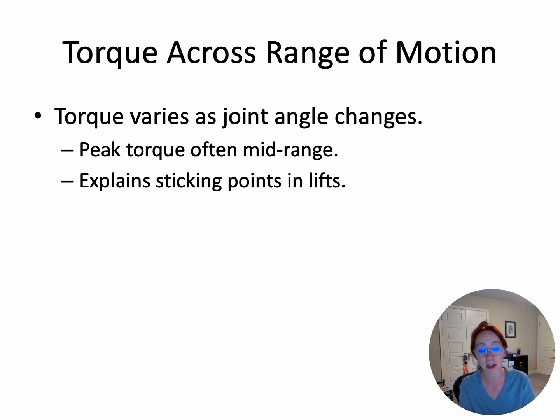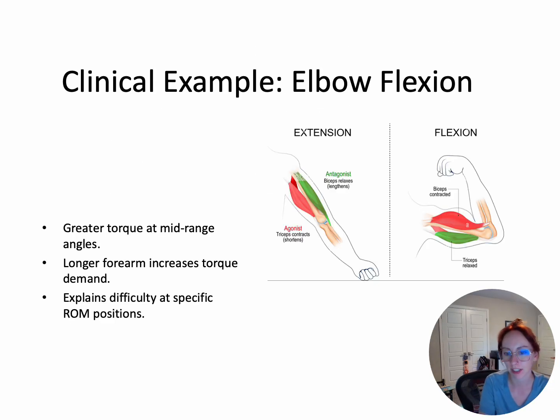This can explain why you can have sticking points in certain lifts based off the changes of position throughout your lifts. Another example is elbow flexion, doing a bicep curl. There's greater torque at mid-range angle, when that forearm or moment arm is at the longest. A longer forearm increases the torque demand, and explains the difficulty of different ROM, range of motion, the different positions. It might be easier to curl up from a certain position than others.